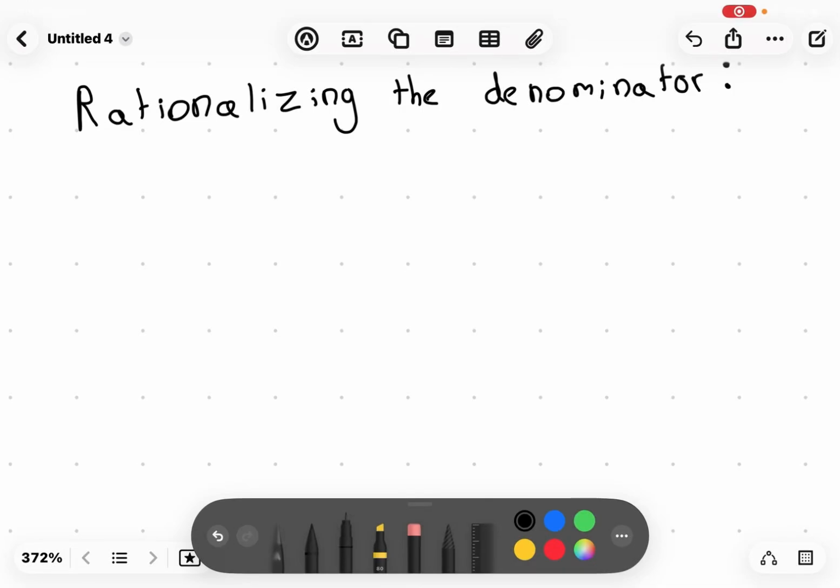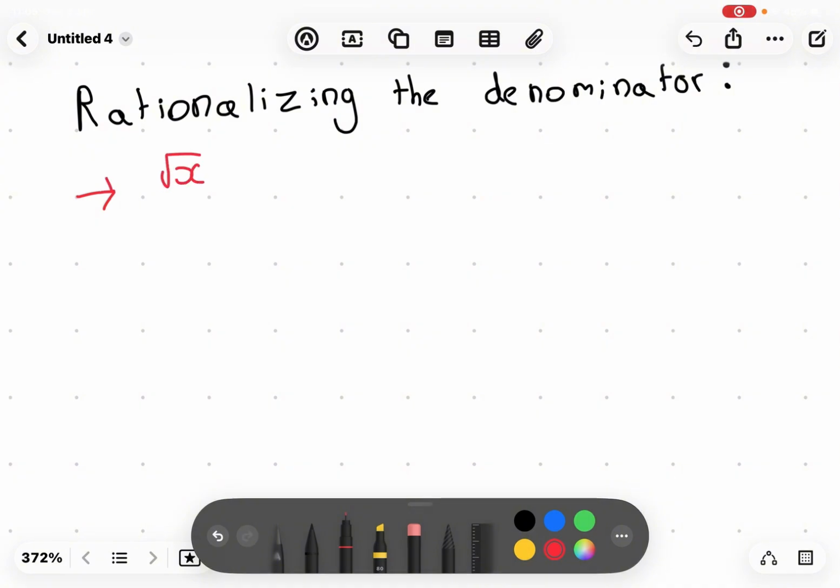Hello everyone. Basically, right now we're gonna talk about rationalizing the denominator. Before we start, what you have to know are these mini rules.